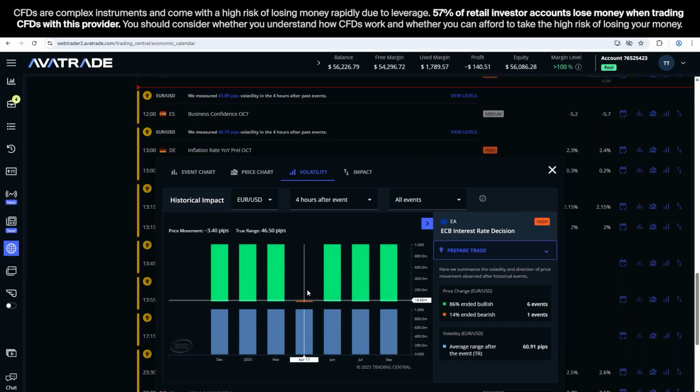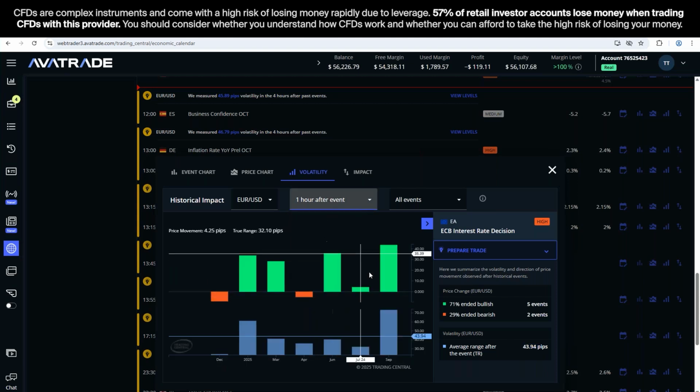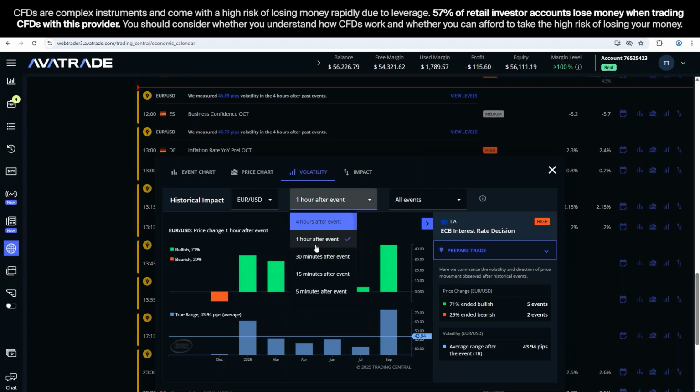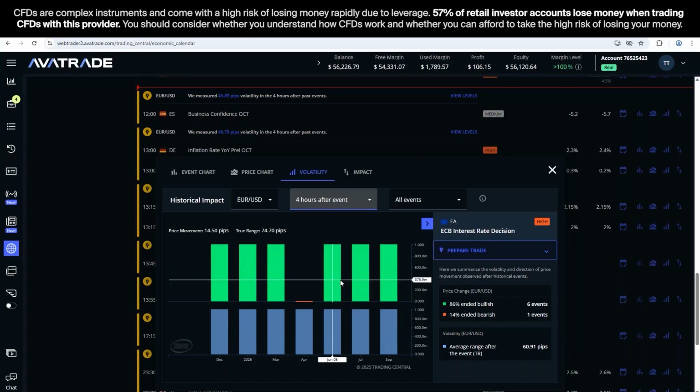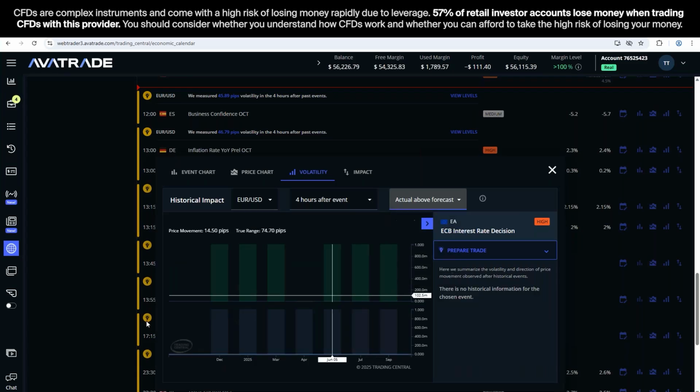86% of the time, only once we didn't get an upward run with the Euro, and all the other times you had a huge climb with the Euro. So we're looking at average range movement over 60 pips in the 4 hours after the event. In the 1 hour after the event, less dramatic, but still over 43 pips range movement, most of it up. After 4 hours, it seems to have peaked, okay? And that's if we're looking at all events. If it came in above forecast, it hasn't happened, so there's no data for it.